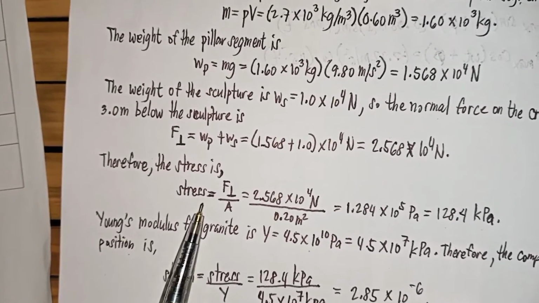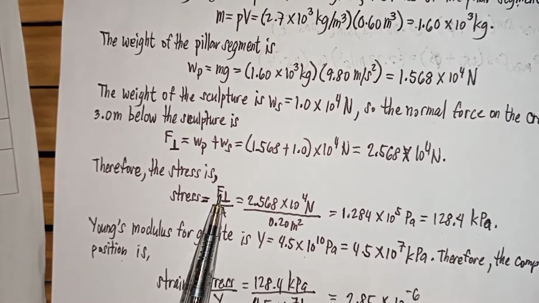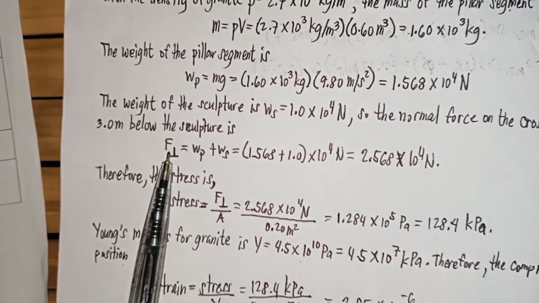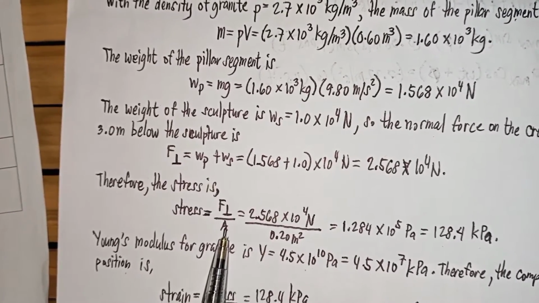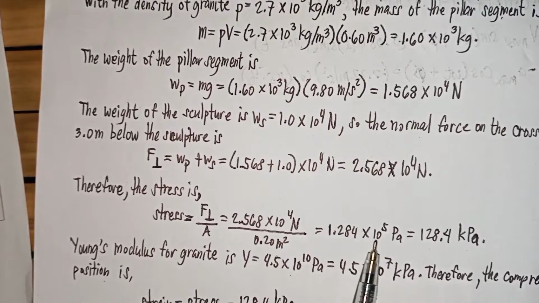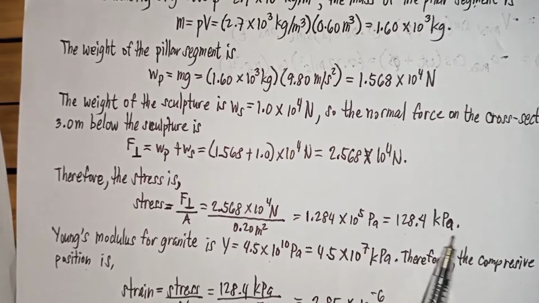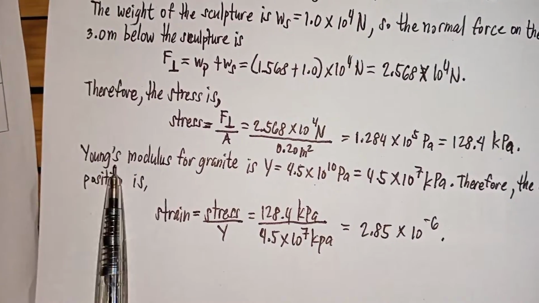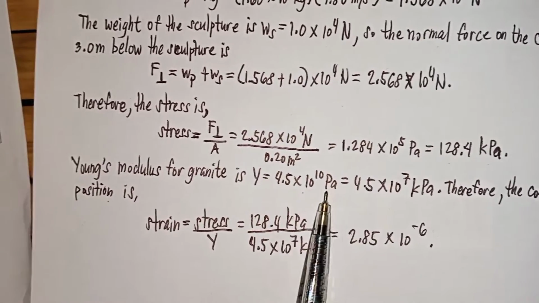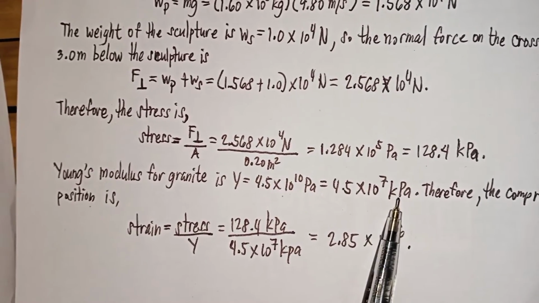Therefore, the stress equals the force acting perpendicularly to the cross-section of the object over area, substitute the force, and the value of A, substitute, equals 1.284 times 10 to the power of 5 pascals or 128.4 kilopascals. So the Young's modulus for granite is Y equals 4.5 times 10 to the power of 10 pascals equals 4.5 times 10 to the power of 7 kilopascals.